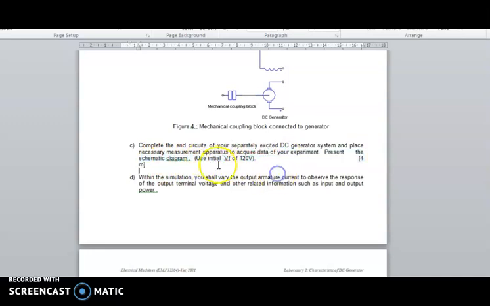Place necessary measurement of voltage and current to acquire data of your experiment. So present the system schematic diagram using a field voltage of 120 volt. So the field is connected to the 120 volt voltage value. So 4 marks for that, for your circuit.